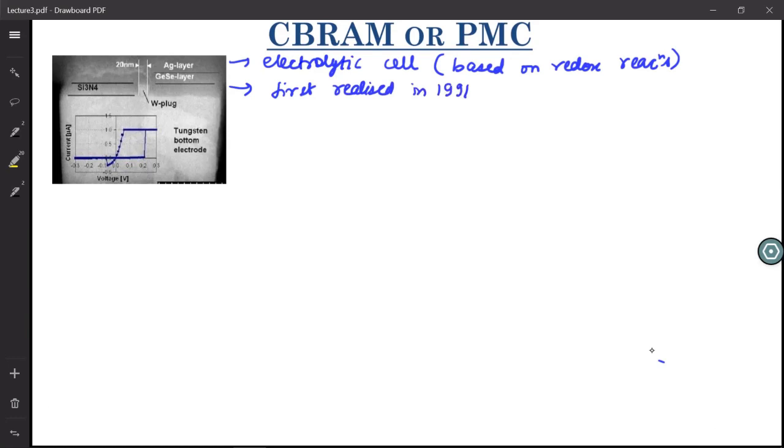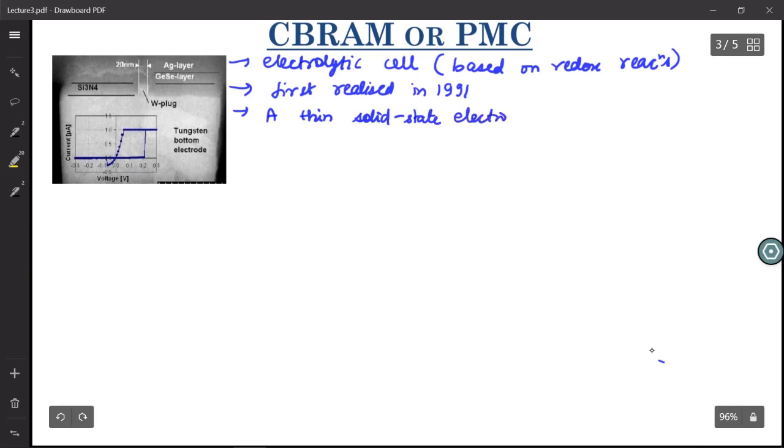Here it's also a MIM kind of structure where, instead of an insulator, we have a thin solid state electrolyte, which is usually a chalcogenide glass.